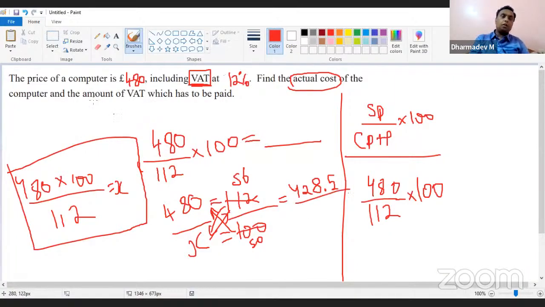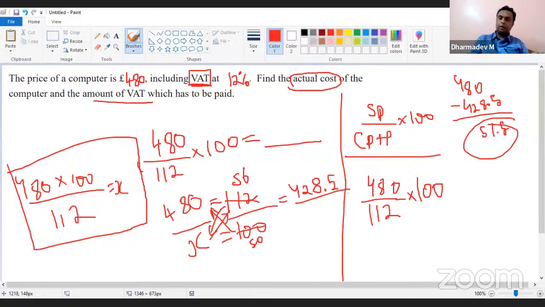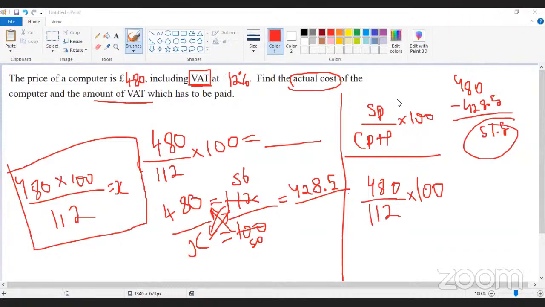Next, the actual cost price we have found is approximately 428.5. Now I want the amount of VAT, how much was paid. That means what tax was paid. So I subtract 480 minus 428.5. So it is 51.5. That would be the value added tax, approximately. Are you clear with that? Yes, sir. Okay, that's good.